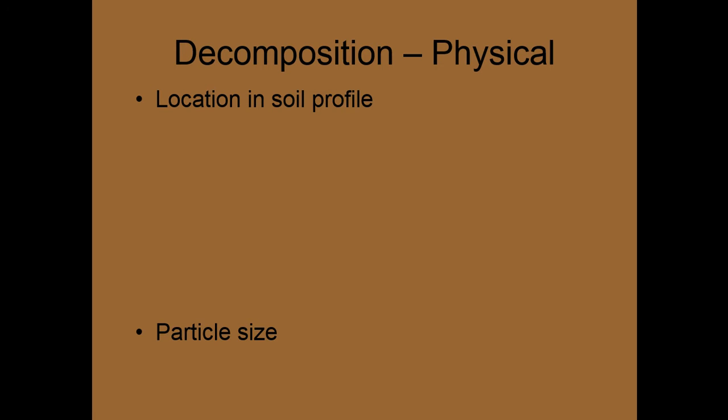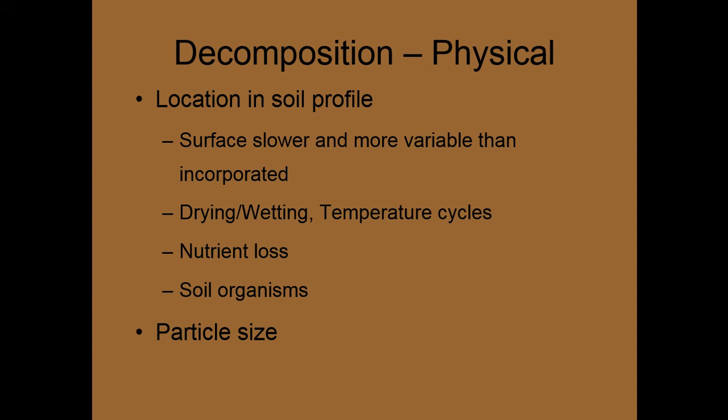So physically, location in the soil profile matters. Right on the soil surface, the conditions are highly variable. If we move down a little bit, incorporated into that A horizon, we have much more consistent contact with soil microbes, consistent soil moisture and aeration, things like that. Drying and wetting cycles and temperature cycles all have an influence, and then the soil organisms present. And then we have particle size. If we think of a large branch falling on the surface versus a fine root being decomposed and turned over.